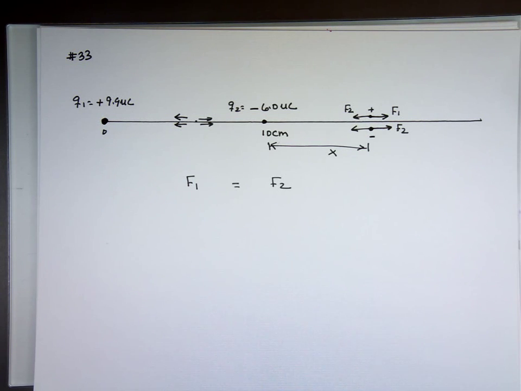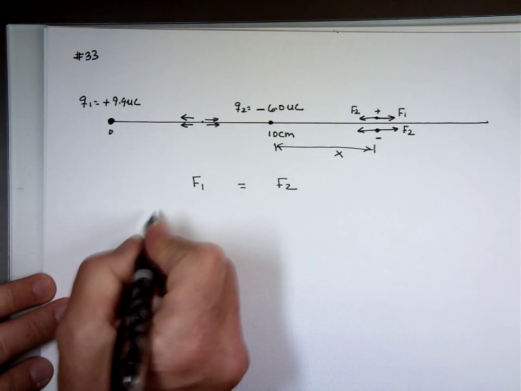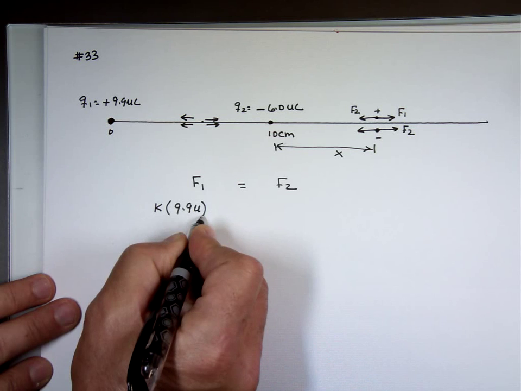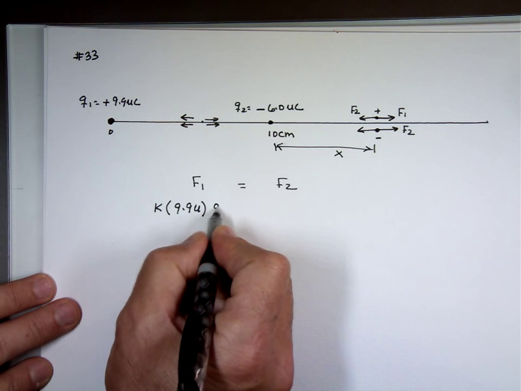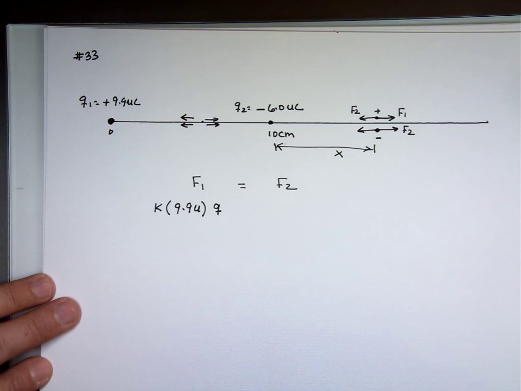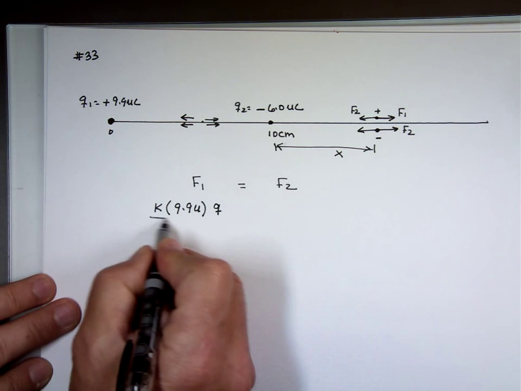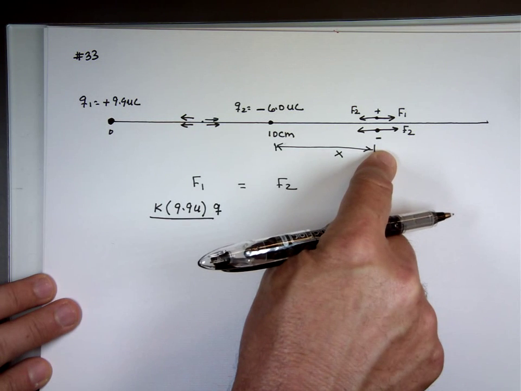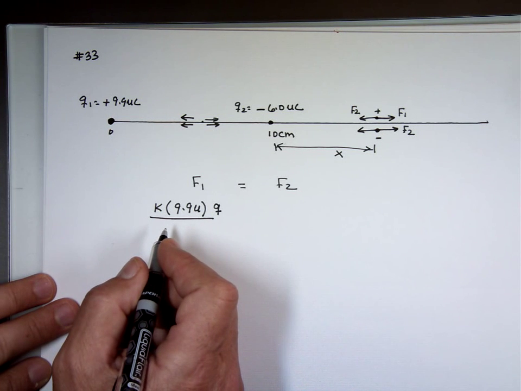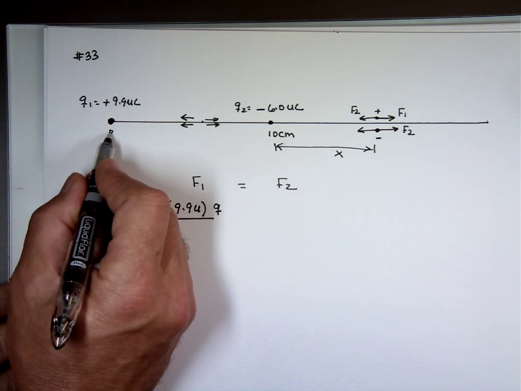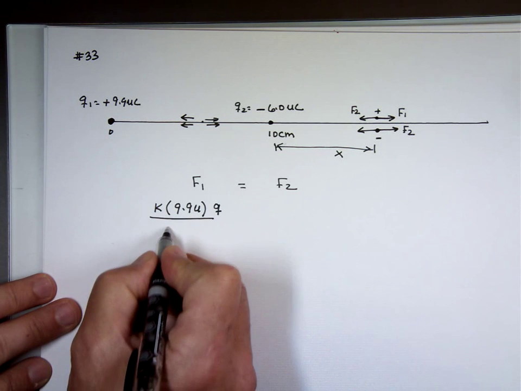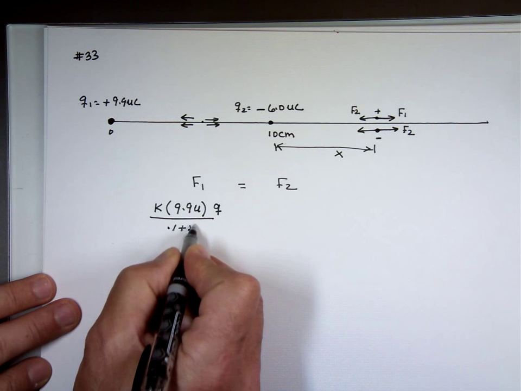Let's look at F1. That's K times 9.9 micro times the other charge we'll call Q. I'm going to call the charge Q I'm going to be putting there, divided by the distance squared. What is the distance from here to there? Distance is 0, that's 10 centimeters, and there's going to be x from it. So 10 plus x, we'll use meters here, 0.1 plus x, right? I'm using meters.